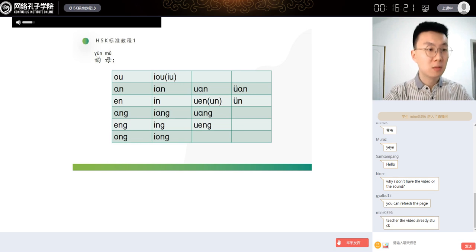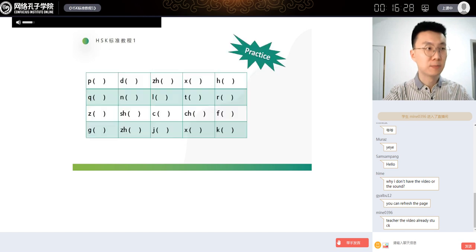Okay, now let's do some practice. Please write down the finals you hear. I will read a pinyin and you can write the 韵母 finals. You can type it in the chat box. Because maybe you cannot type yu, you can use v instead of yu. Okay, let's have a try. The first one.